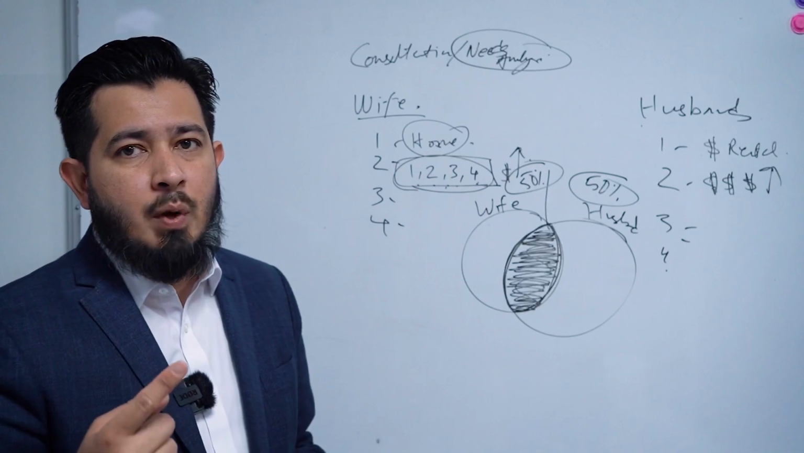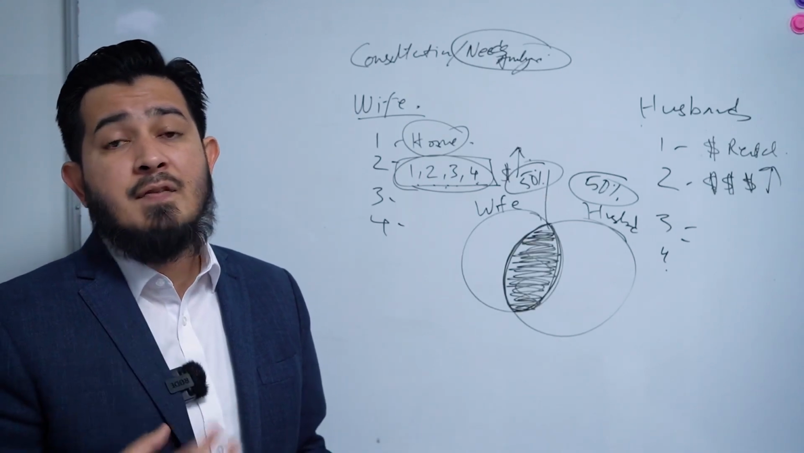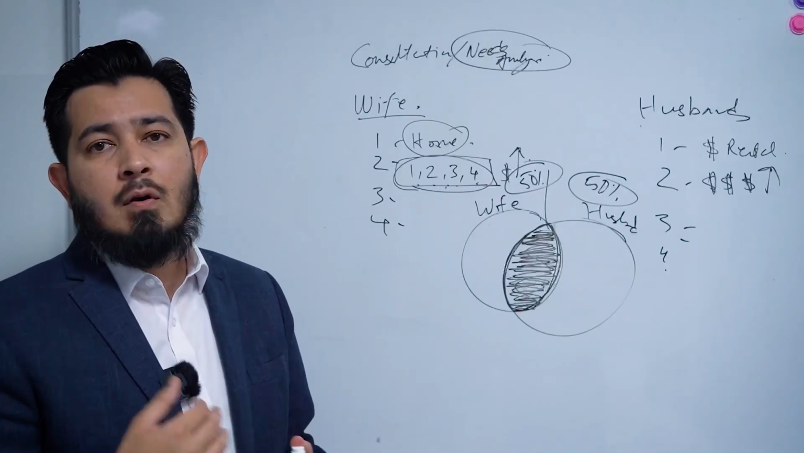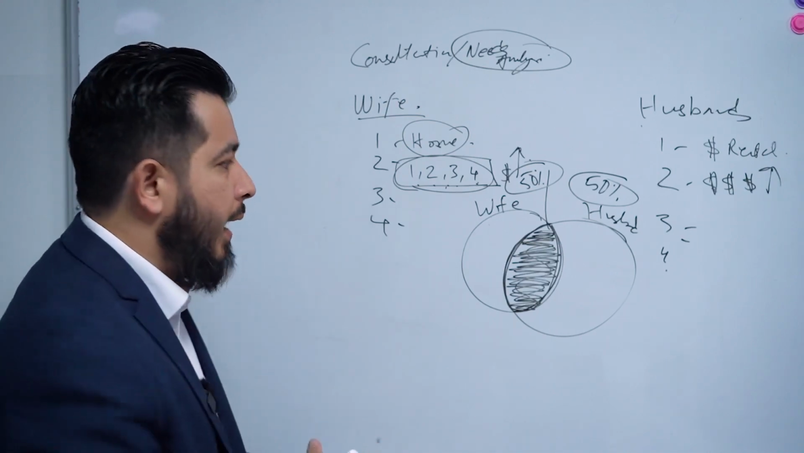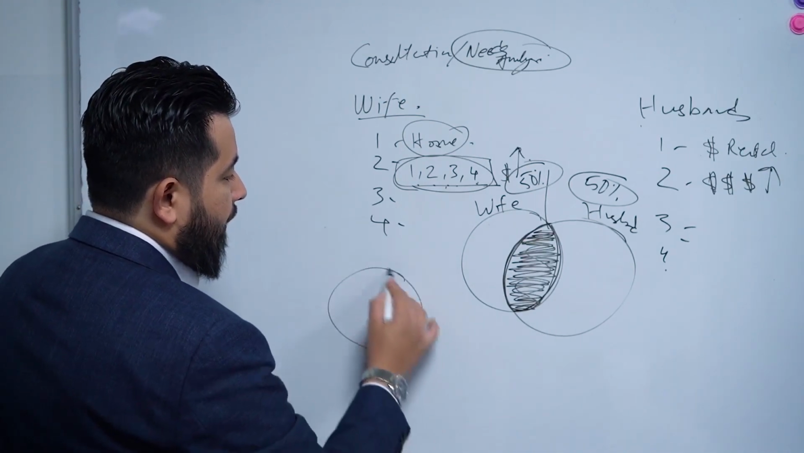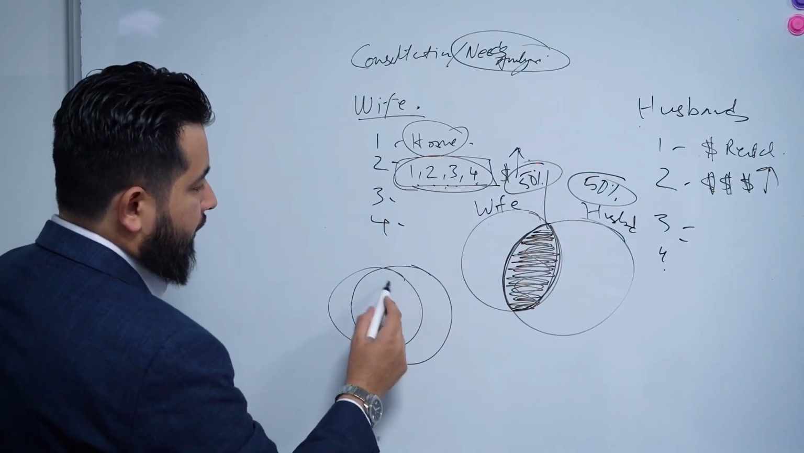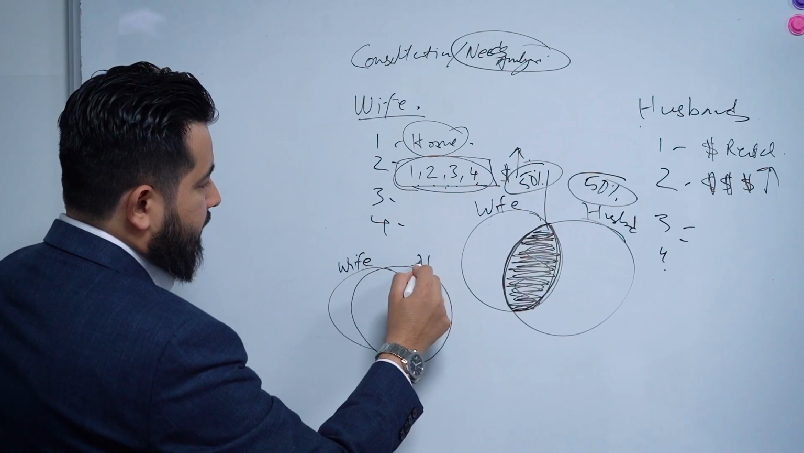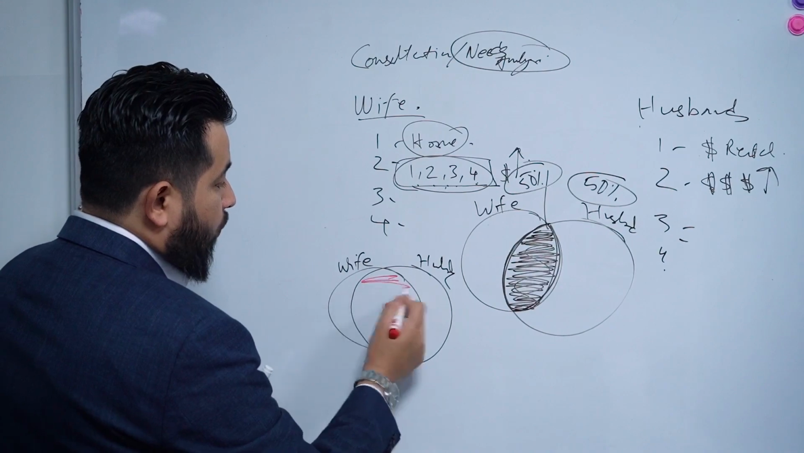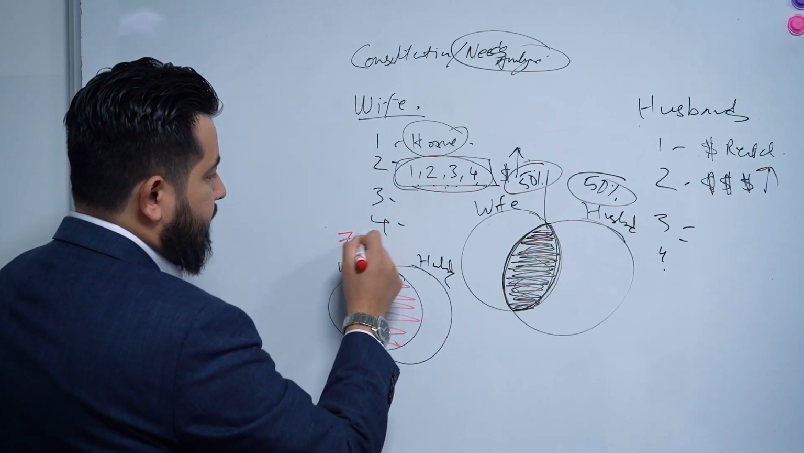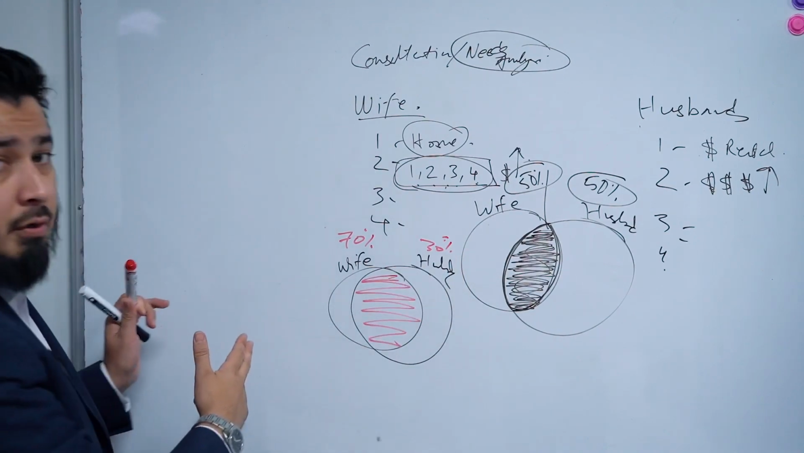I'll give you another situation. Maybe the husband's not that amenable, or maybe the wife is not that amenable. Let's say the wife has 70% weightage on what she wants and the husband has only 30%. In that scenario, what you're going to do is look at fulfilling the wife's requirements up to 70%, and then the husband's requirements up to 30%. Can I draw here or no?